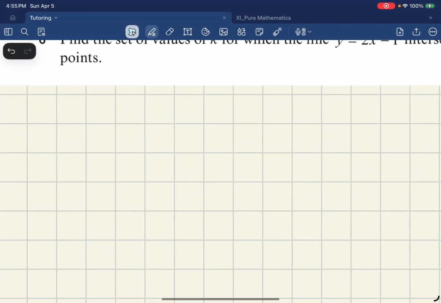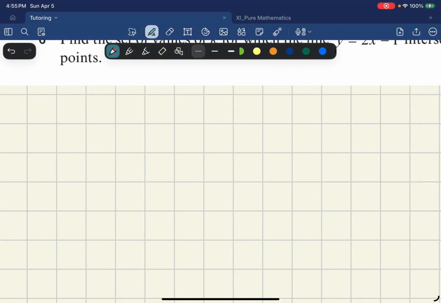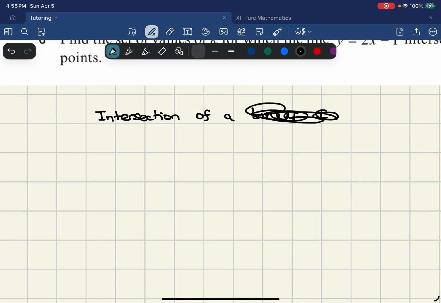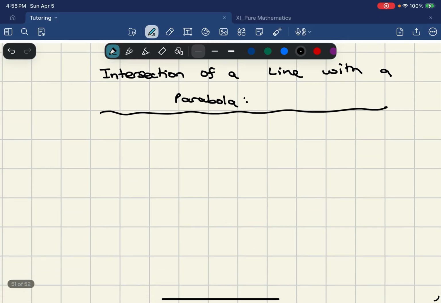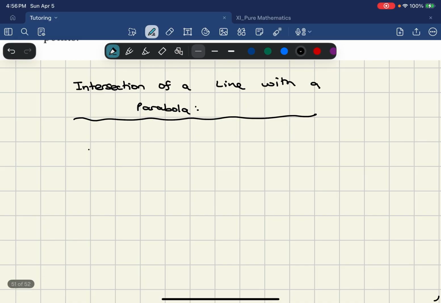So in this video, we're going to look at questions involving the intersection of a linear curve, basically a line, with a parabola. And basically this is a three-step problem, right? So if we have a parabola like this, then we have sort of like three cases.